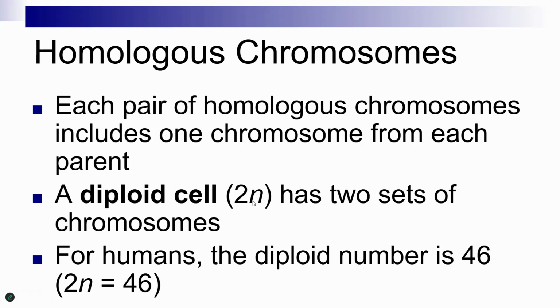The N number is going to be different from one species to another, which is why we use 2N for diploid. For humans, the N number is 23, so 2 times 23 gives us 46 chromosomes. When a cell is haploid, like a gamete, that's going to have half the number of chromosomes. It's going to have 1 set of chromosomes, so we say haploid is just an N number of chromosomes. So haploid, half, diploid, 2 sets.